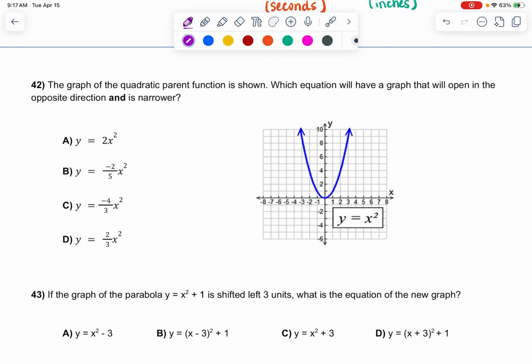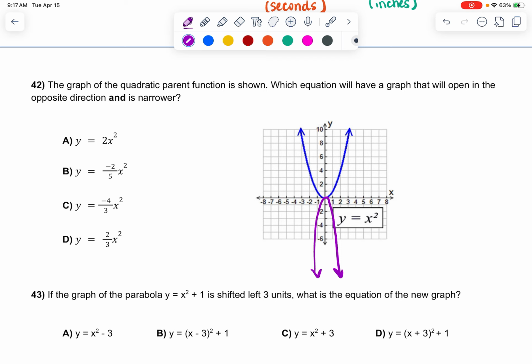All right, so it says the graph of the quadratic parent function is shown. So there it is in blue, y equals x squared. Which equation will have a graph that will open in the opposite direction, and is narrower? So we want something that's going to open down and be narrower. So that's what we're looking for.